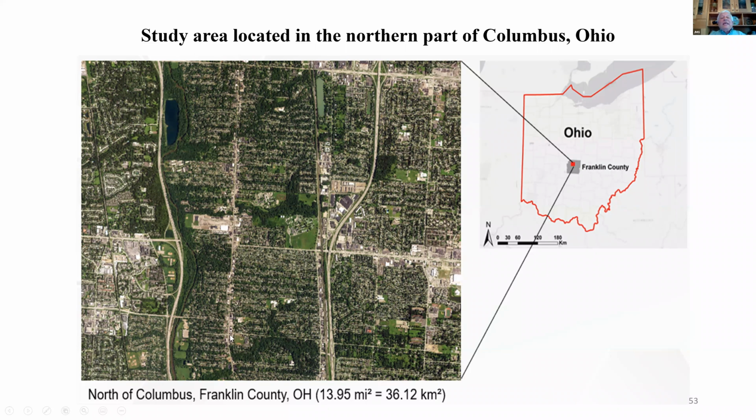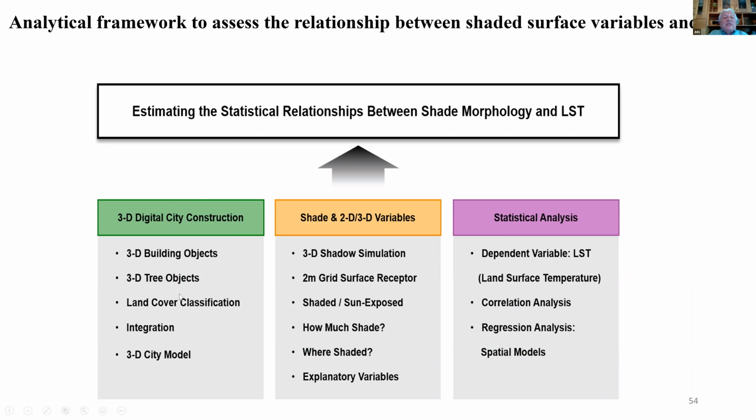Okay, so here the steps in this study were first to build this 3D city, but this is a much more elaborate 3D city than what we've done in the past, because we have building and tree objects, and we have to analyze the land cover in a great detail, then compute all these shadows, and then create variables, and then conduct the statistical analysis to explain the relationship between what I would call shade morphology and LST. Okay, so let me describe that a little bit.